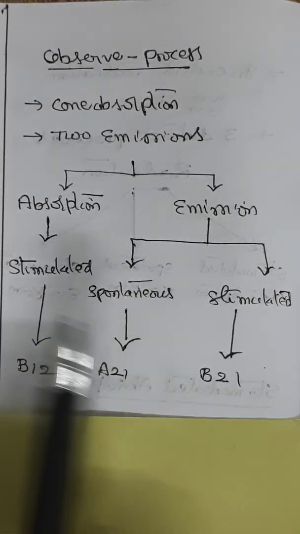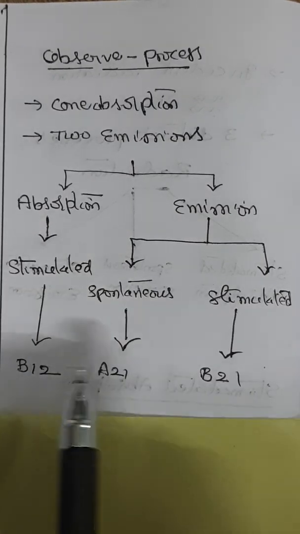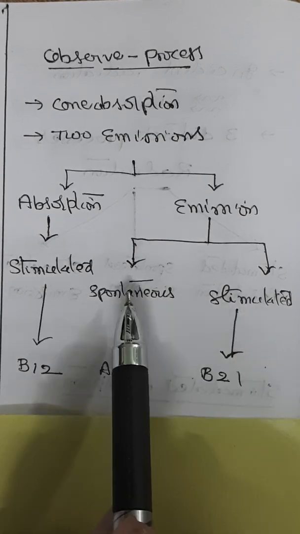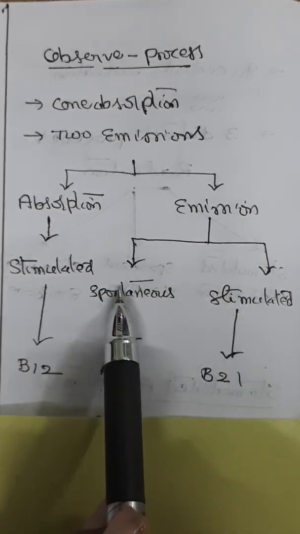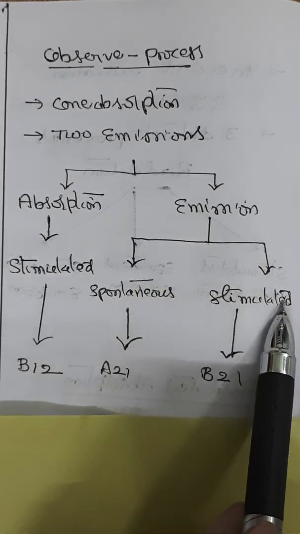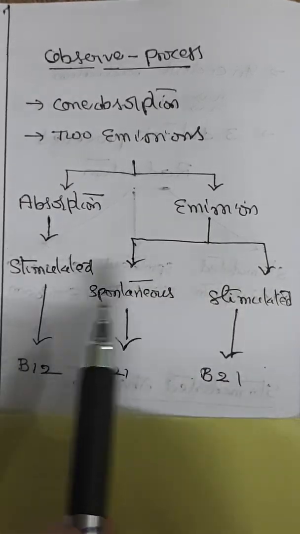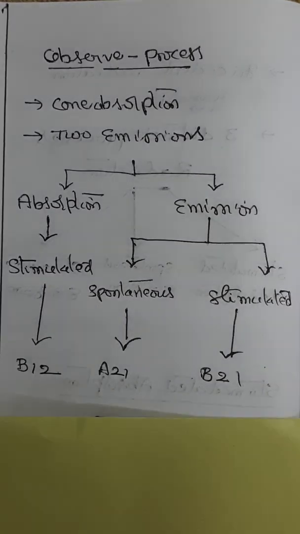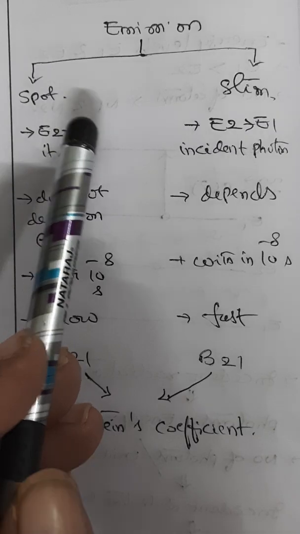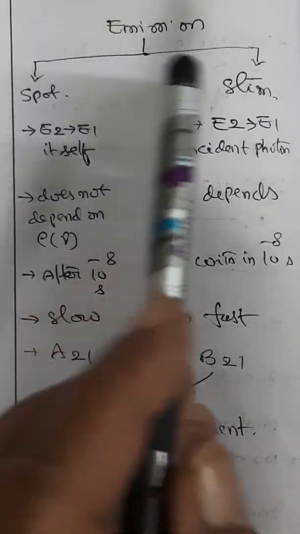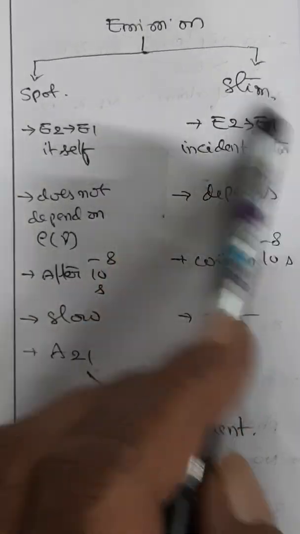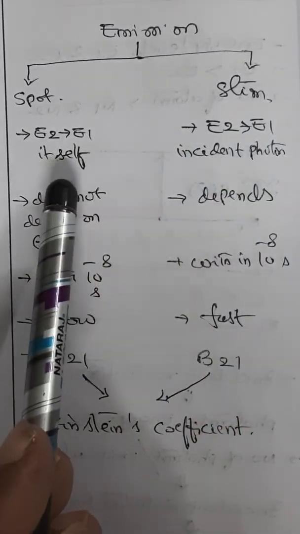Clear? Now, we shall try to compare the differences between these two emissions, spontaneous and stimulated. Both are emissions only. How exactly do they differ? How do you compare or distinguish? That is what we shall focus on now. When you try to distinguish between the two different processes of emission, spontaneous emission as well as stimulated emission, let us compare and understand.